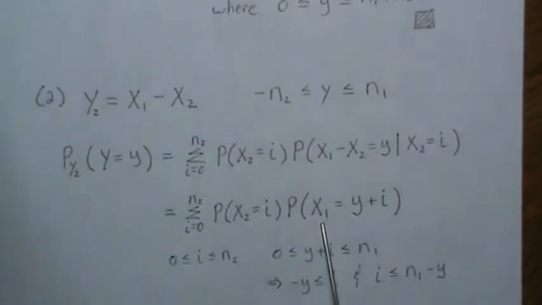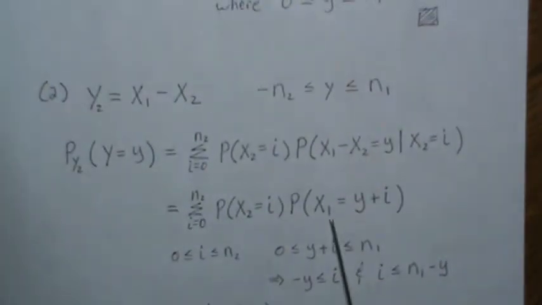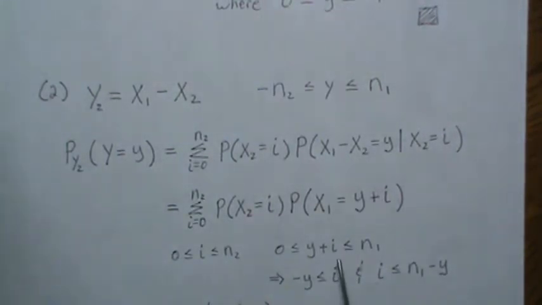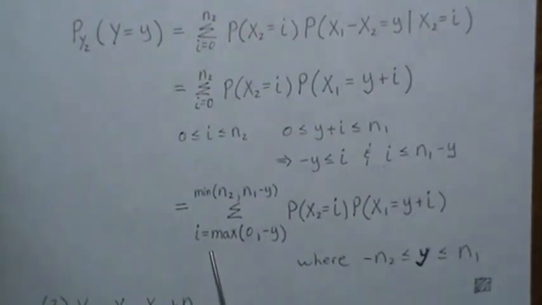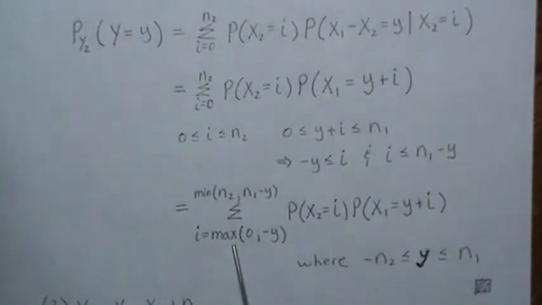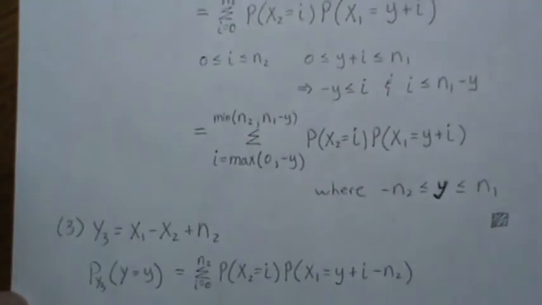Now we need to find the limits of our sum. This value has to be between 0 and n1. If you subtract y over, we know i has to be greater than minus y. And if you subtract y over the other way, we know i has to be less than n1 minus y. So the sum becomes this: i goes from the maximum of 0 and minus y to the minimum of n2 and n1 minus y.